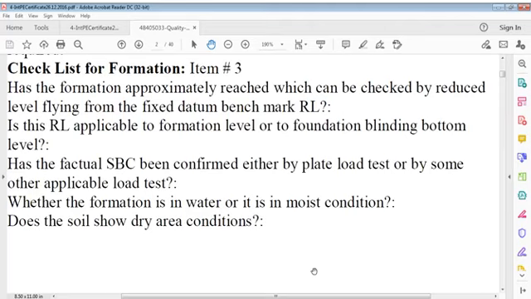Whether the formation is in water, ice and moist condition, we can know from our own experience by view. Water exists, or moisture exists, or it is dry, and the soil shows dry area conditions; that we have to understand.